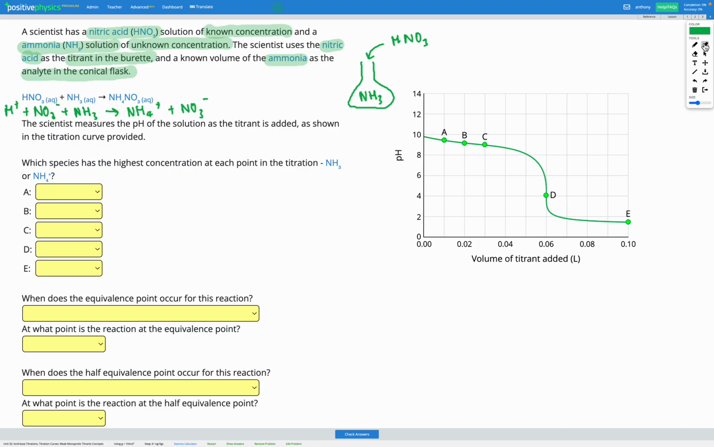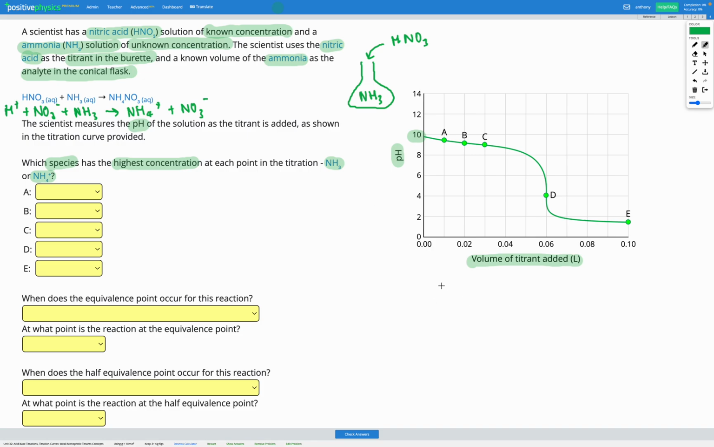Again, the scientist measures the pH of the solution as the titrant is added. So we've got pH on the y-axis and volume of titrant on the x-axis. In this question, we're starting with ammonia in the conical flask, which is a base. So it makes sense that we're starting with a pH greater than 7. Our job now is to go through the graph at each moment and figure out which species has the highest concentration at each point, NH3 or NH4+.